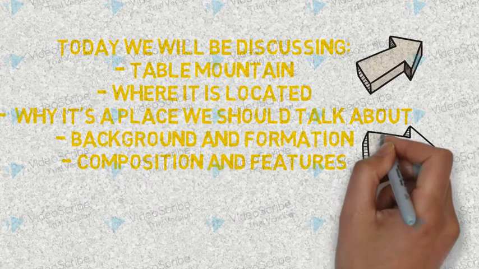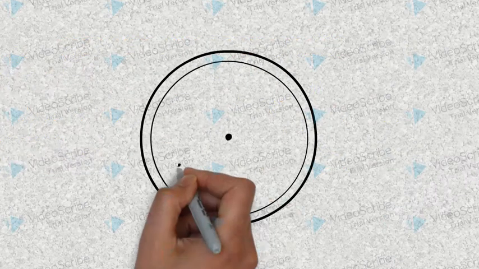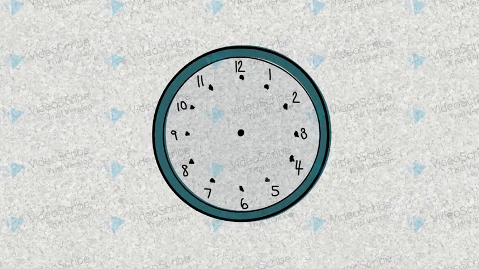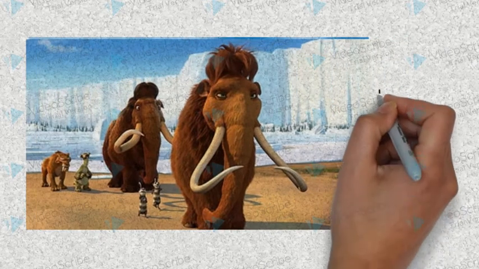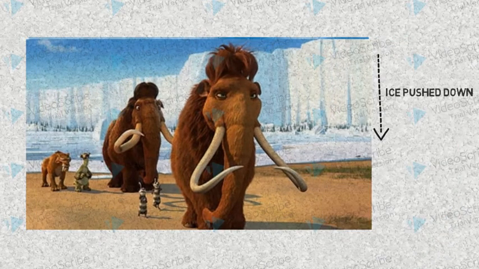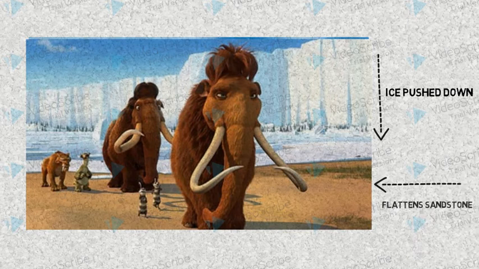Let's talk a little bit about background and formation. Well, we're going to look back about 300 million years ago. Now, this was during an ice age. So, during this ice age, there were these large ice sheets that flattened the layers of the sandstone, and this created the flat surface that we know today as Table Mountain, or tabletop.